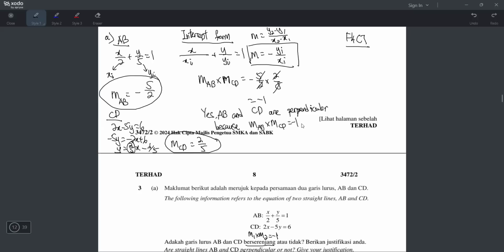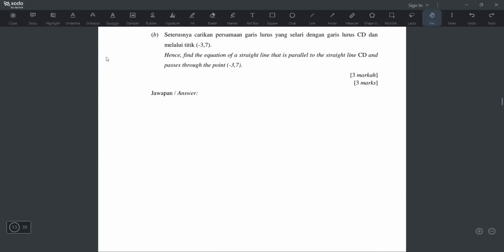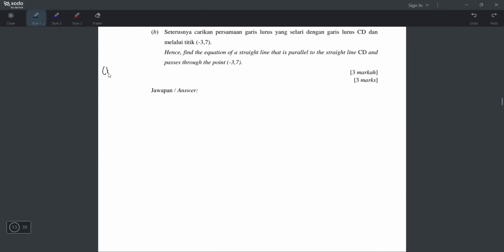Okay, the gradient darab dapat negative 1. Sebab tu perpendicular lah. Okay, kalau nak tulis dalam bahasa Melayu boleh juga. You boleh tulis apa? Garisan AB dan CD adalah berserenjang kerana kecerunan darab kecerunan sama dengan negative 1. Boleh juga. Sama. Okay, the same thing. Okay, sudah siap? Alright, let's do B.